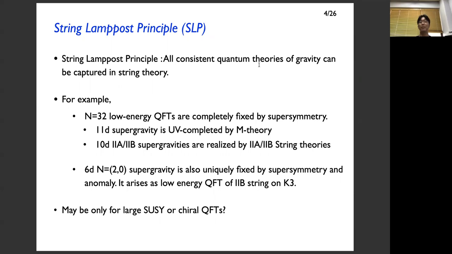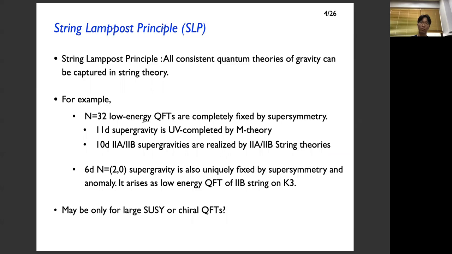However, if this string lamppost principle is correct, then the lessons from string compactification can be generally applied to all kinds of quantum gravity theories. So this is quite an interesting and powerful conjecture, but we don't know if this conjecture is true or not at this moment, okay? But there are some primitive clues for this string lamppost principle.